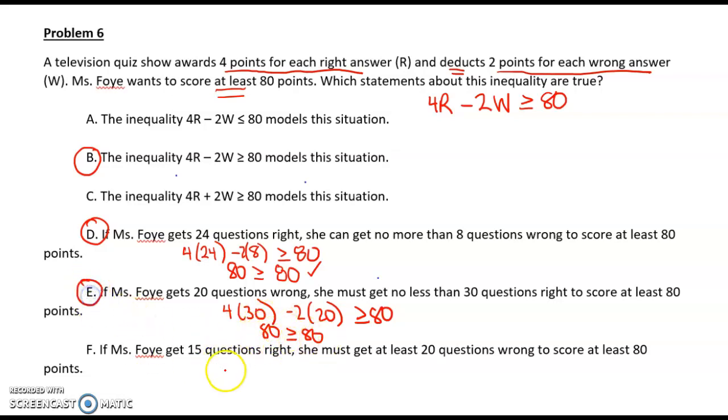So this is true. And if she gets 15 questions right, so 4 times 15, she must get at least 20 questions wrong to score at least 80 points. So let's check that out. 4 times 15 minus 2 times 20. And that's 20, is that greater than or equal to 80? So this one is not correct. So B, D, and E are all true, and we check those by plugging in.